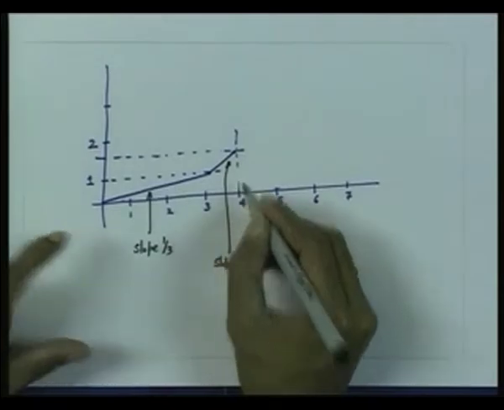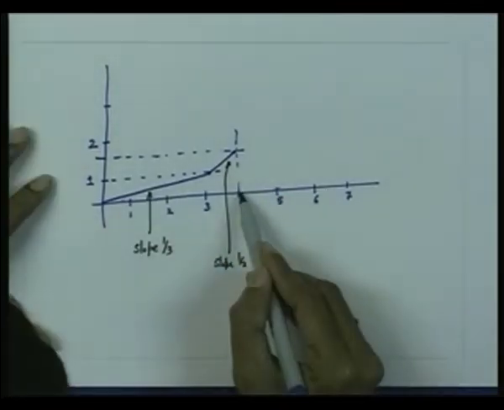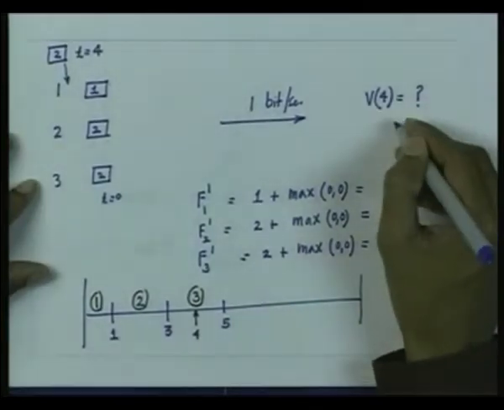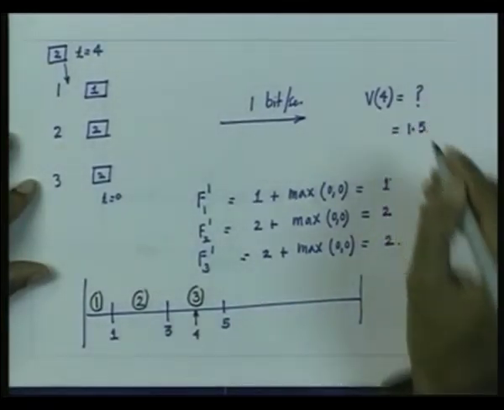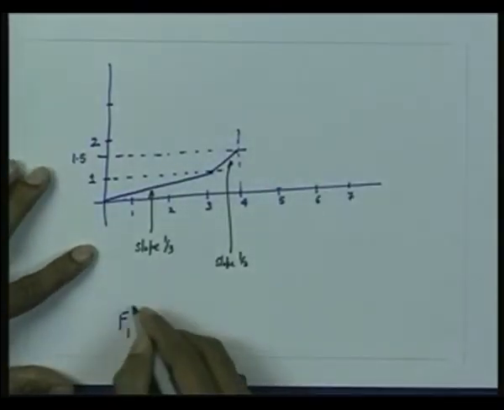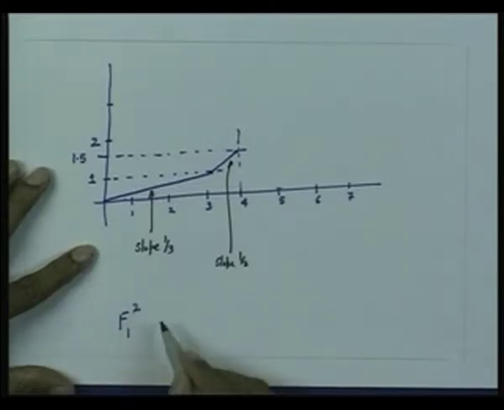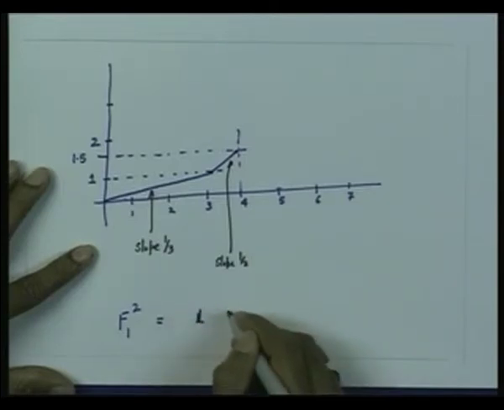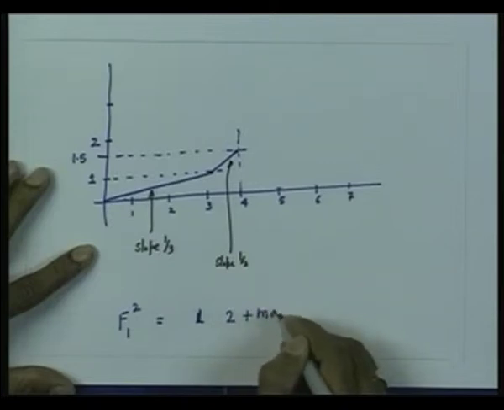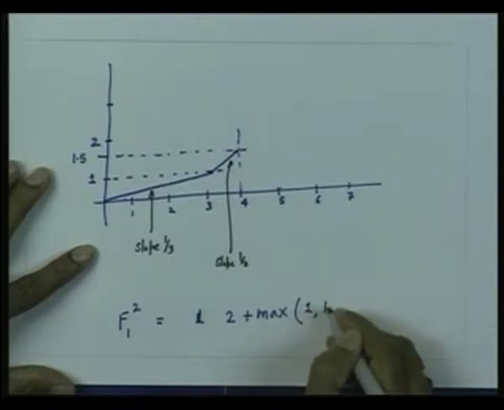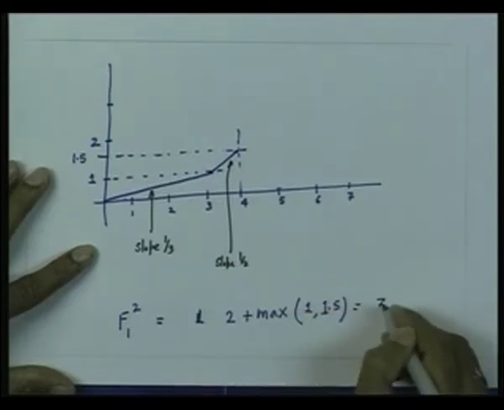So at time 4, the second packet of session 1 has arrived, and at that time the value of the virtual time will be 1.5. So we wanted to know what is the virtual time at time 4, and we determined that it is 1.5. If it is 1.5, and if you want to calculate F12, that is the finish time of the second packet of the first session, where a packet of length 2 arrives, that becomes equal to 2 plus max of the finish time of the previous packet, which was 1, and the virtual time 1.5. So this becomes equal to 3.5.